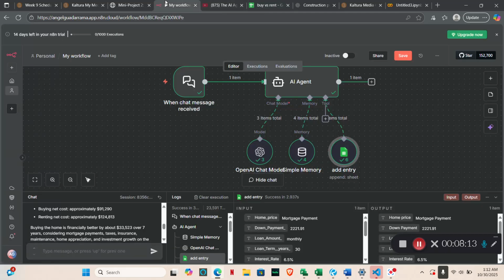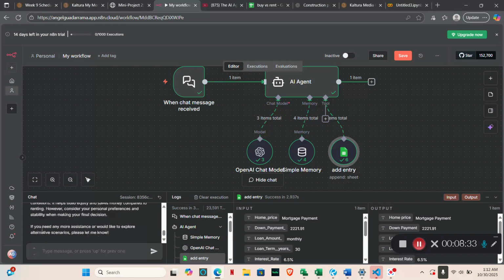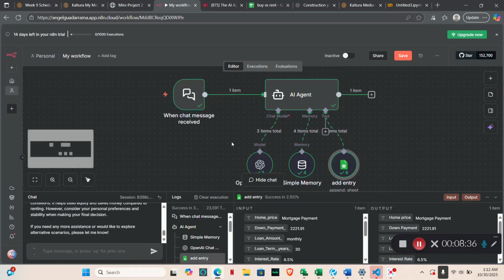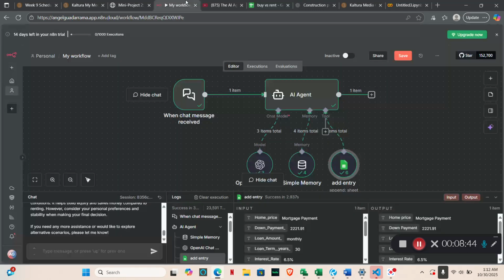And so finally, the final recommendation is to buy the home, that is the financially advantageous choice for a 7-year plan. In the given conditions, it helps build equity and saves money compared to renting. However, consider your personal preferences and stability while making your financial decisions. So this AI agent helped me break down a buy versus rent circumstance into simple factors to be able to solve this question.